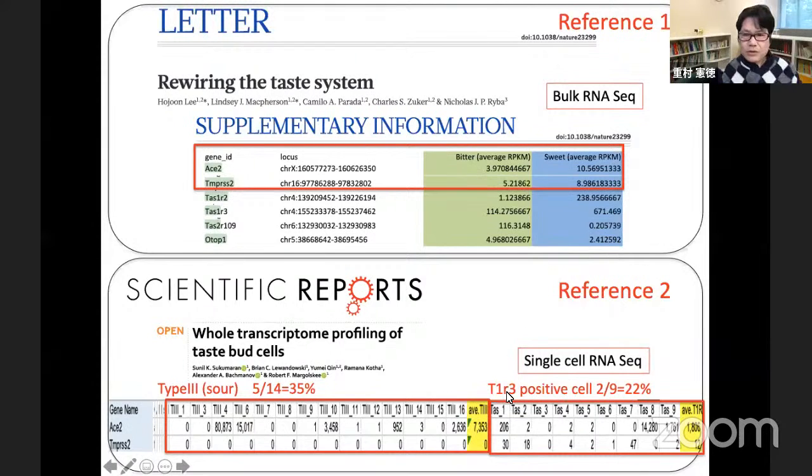TMPRSS2 was also observed in ACE2 positive cells. This one is a sweet or umami taste single cell. But TMPRSS2 was not observed in either type 3 or type 2 cell. So these studies also showed ACE2 and TMPRSS2 expression in taste bud cells.